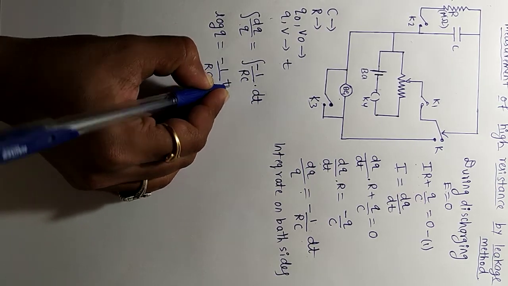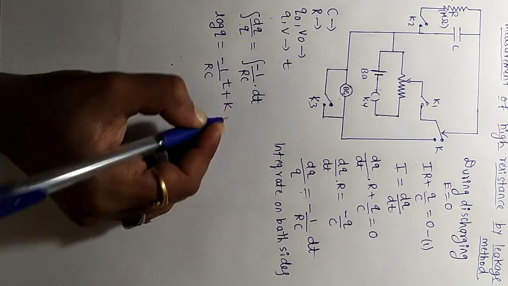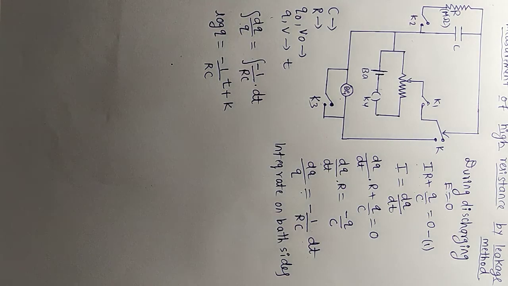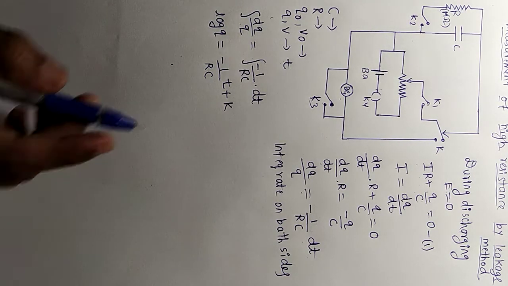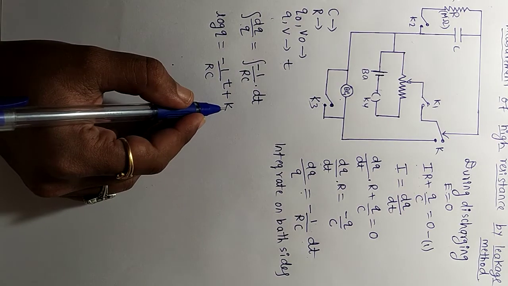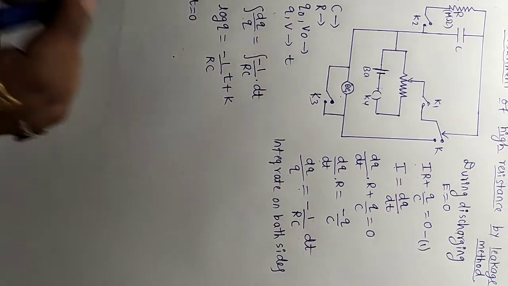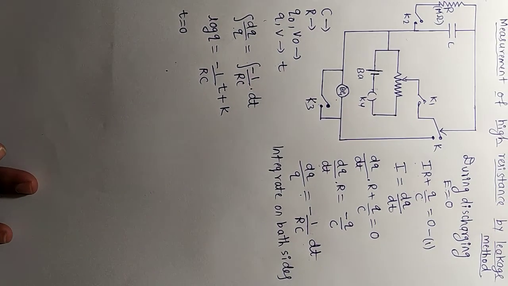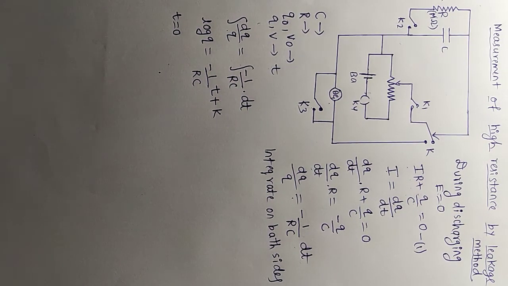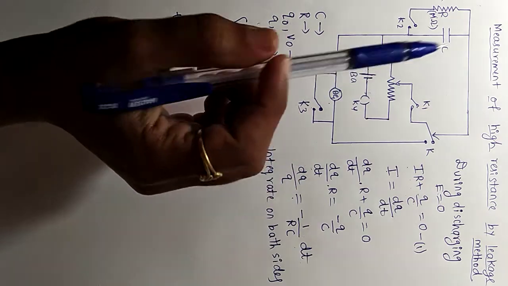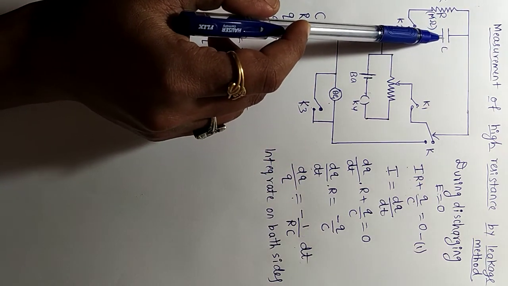Yes, it is t plus something, a logarithm constant will be coming. I'll write it as K, the K value. Now we should find the K value. So I'll substitute t equal to 0 to find the K value.